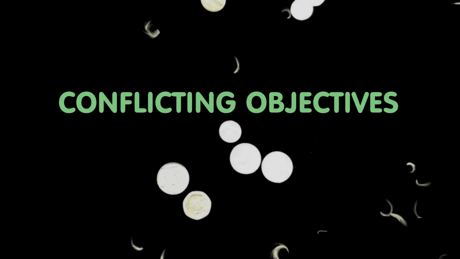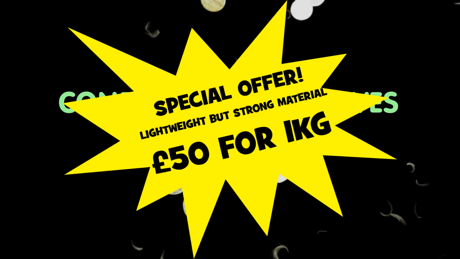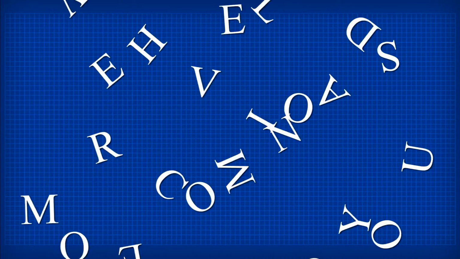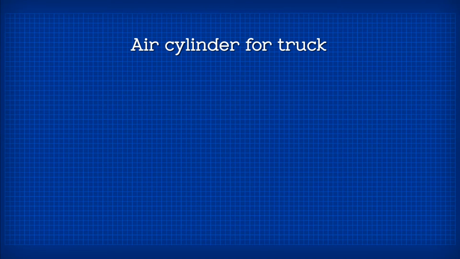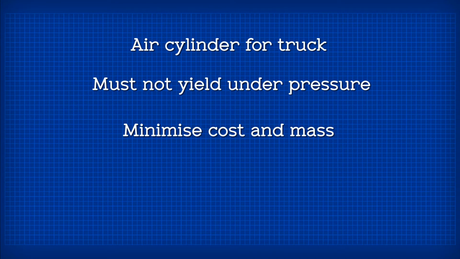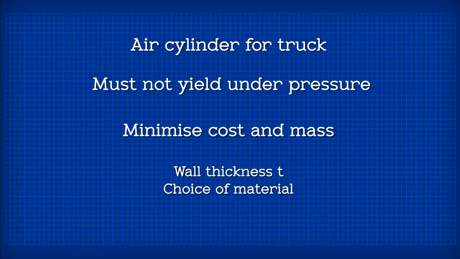Here we have conflicting objectives. Light materials that are strong tend to be expensive. We translate the design requirements into the function, constraints and objectives. We then have these three variables.